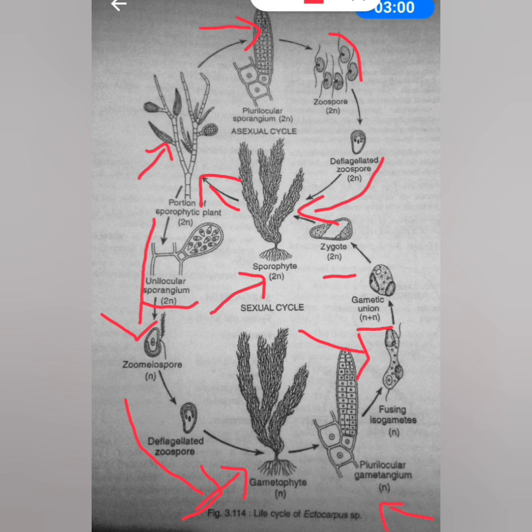Both the gametophytic as well as the sporophytic generation are morphologically similar. Thus, such a life cycle is referred to as isomorphic. So just remember that the life cycle of Ectocarpus is isomorphic.